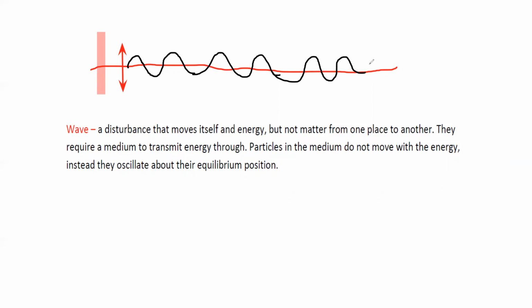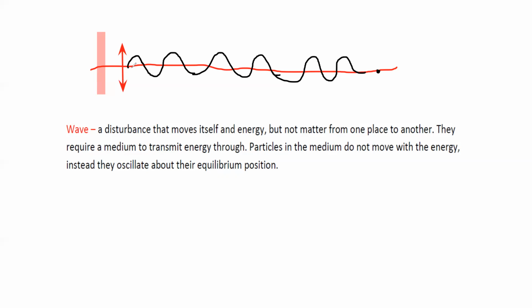So if any boat or any object is there, that also tends to vibrate at the other end. So basically, a wave is a mode or a way of energy transfer. Using the wave, we can transfer the energy from one place to another. But when the energy transfers, the matter does not transfer. What does that mean? The matter does not transfer.